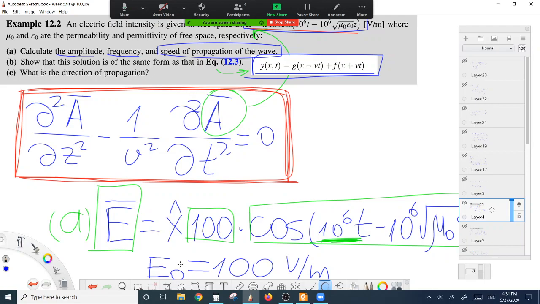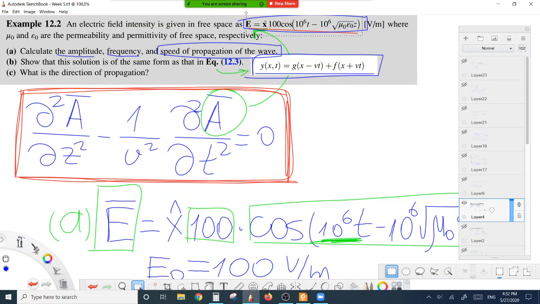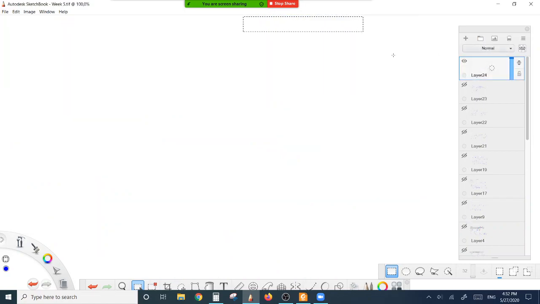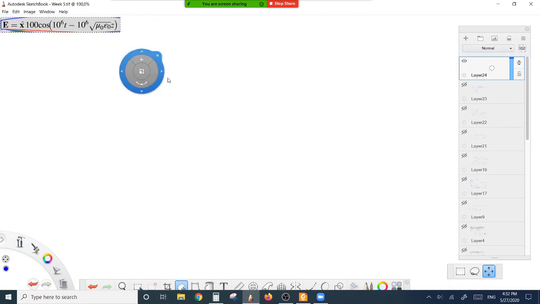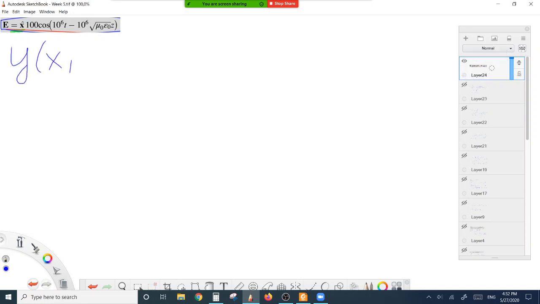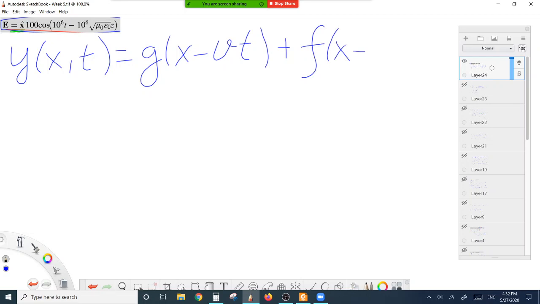Okay, let me copy this. This solution should be exactly in the form of y(x,t) equals g(x plus vt), or no, x minus vt, plus f(x plus vt), should be in the form of this.